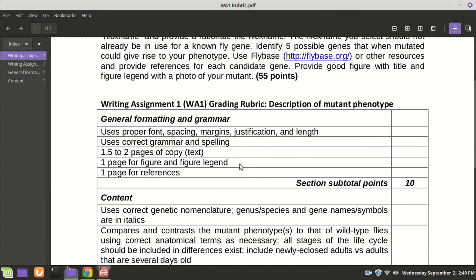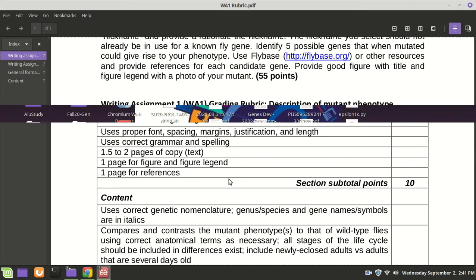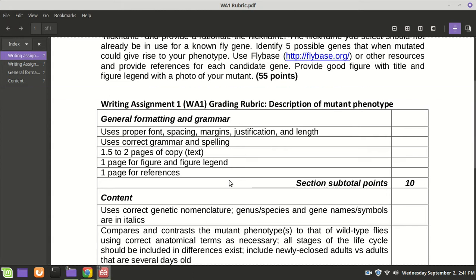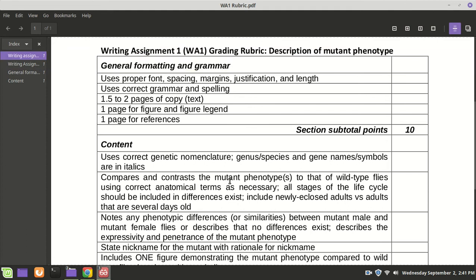Now, up front, you need to use the proper font, spacing, margins, justification, and length. Okay, use correct grammar, spelling, etc. That's 1.5 to 2 pages of text, 1 page for a figure and legends, and 1 page of references. You have an example of that in the writing assignment 5 that I gave you. You can compare it to that, but realize you don't know exactly what they did then. If you're trying to copy the one that I gave you as the example, realize the exact requirements may have changed.